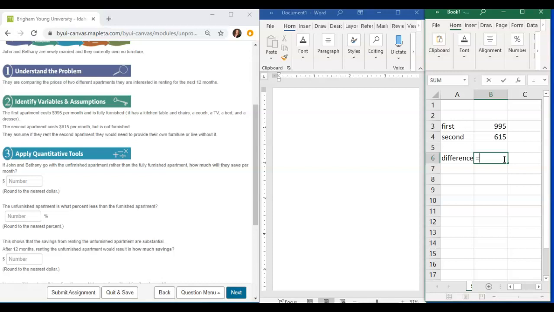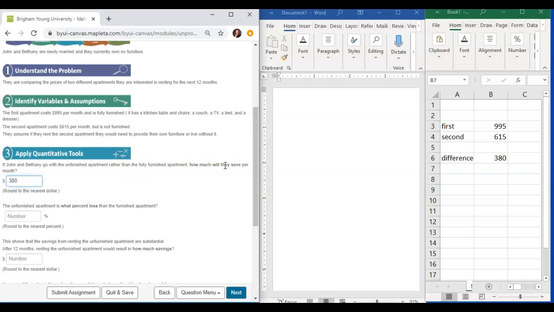So I'm going to use Excel to calculate by pressing an equal sign. I'm going to cell reference the $995 by clicking once and then letting go. Then I want to subtract and go to the second one. Again, one left click and let go. Press enter, and we see a difference of $380 every month. And so I can just put this over here, $380.